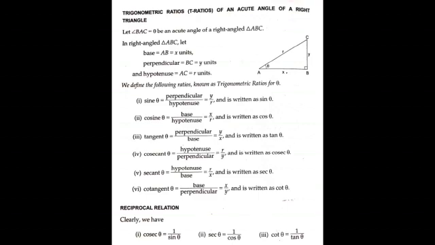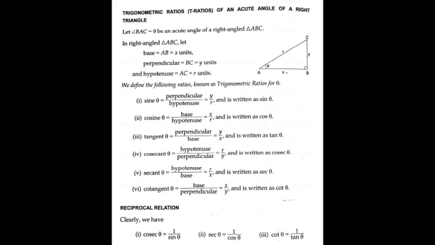If we observe these ratios carefully, we will find that cosec theta is equal to 1 by sin theta, sec theta is equal to 1 by cos theta and cot theta is equal to 1 by tan theta. So this relation is known as the reciprocal relation.